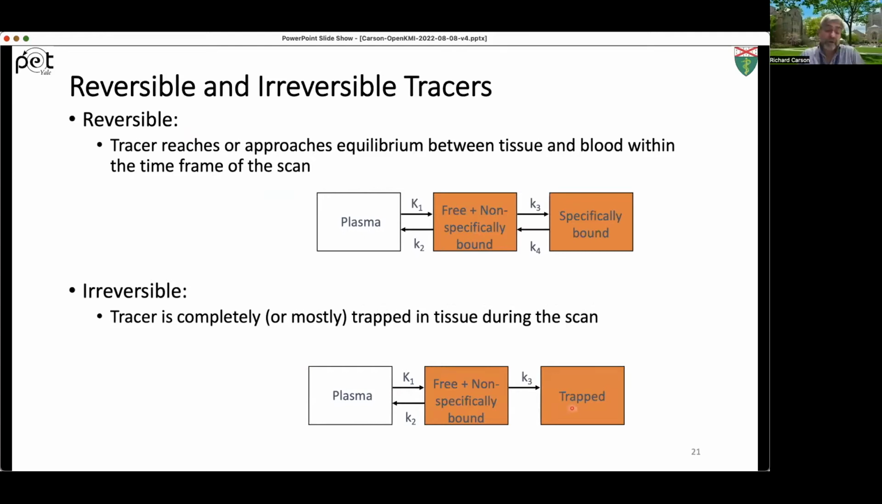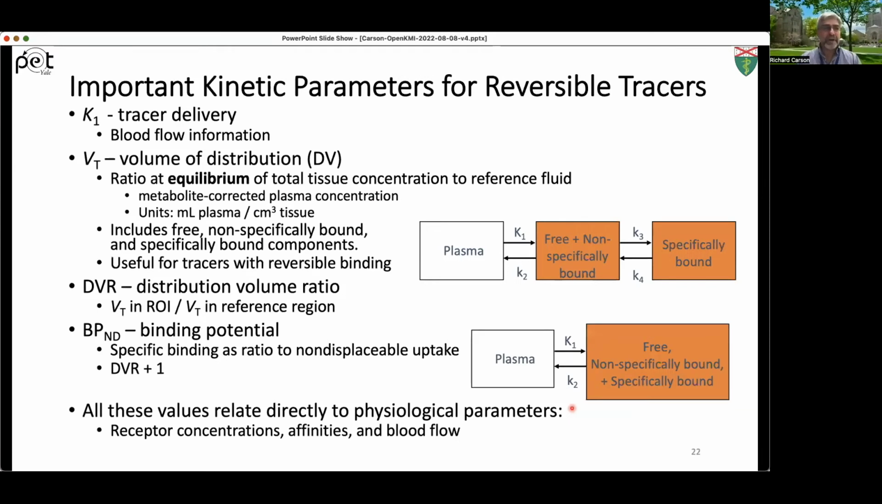If you go long enough, mostly everything will eventually clear from tissue. So it is a matter of time being able to do that. Now, for reversible tracers, we're interested in our delivery, our K1, how much we go from the plasma into the tissue. That tells us something about blood flow in some cases, depending on how well the tracer extracts. We're also very interested in the volume of distribution. We call it V sub T, also sometimes called the distribution volume.